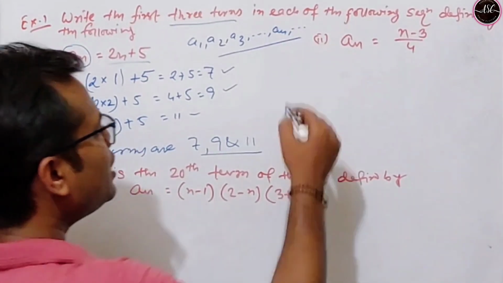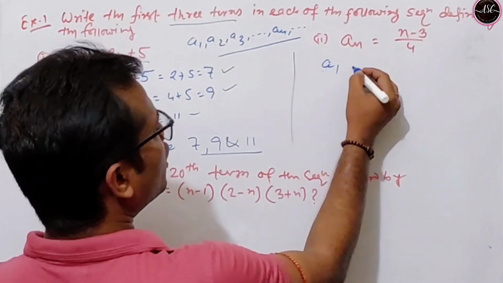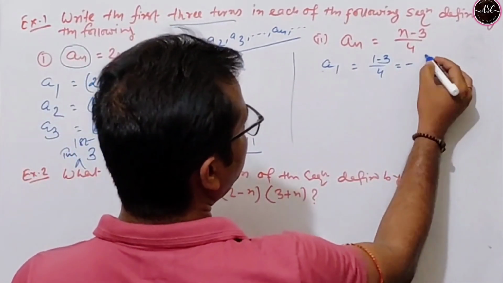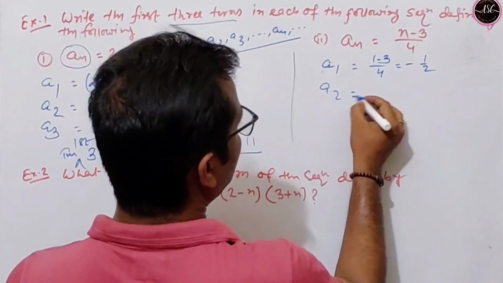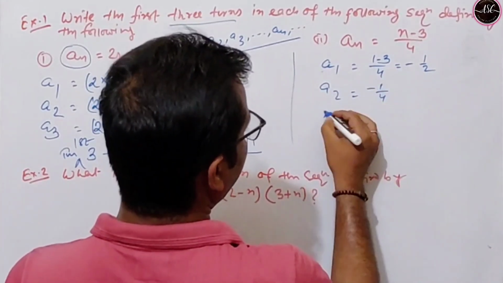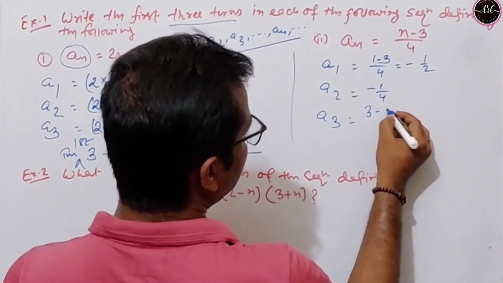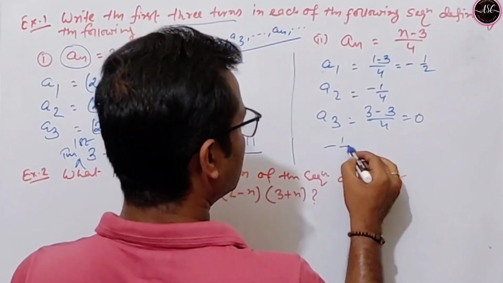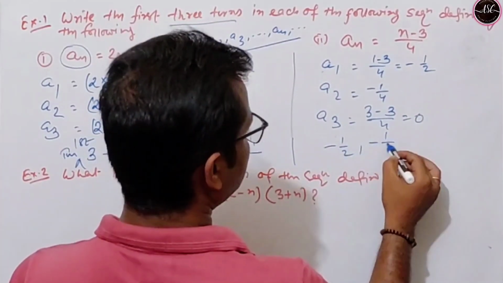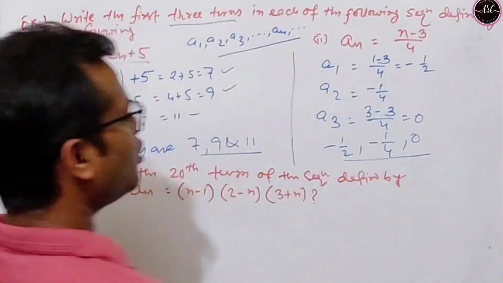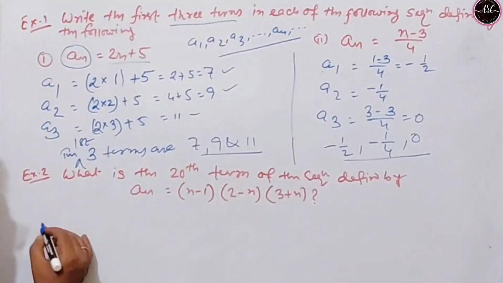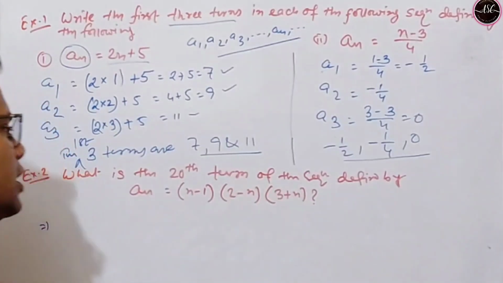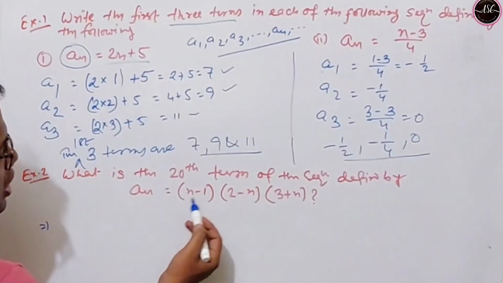Similarly, a1 equal to 1 minus 3 by 4, that means minus 2 by 4, that means minus 1 by 2. a2 equal to 2 minus 3 by 4, that means minus 1 by 4. a3 equal to 3 minus 3 by 4 equal to 0. So the terms are minus half, minus 1 by 4, 0. Very easy.